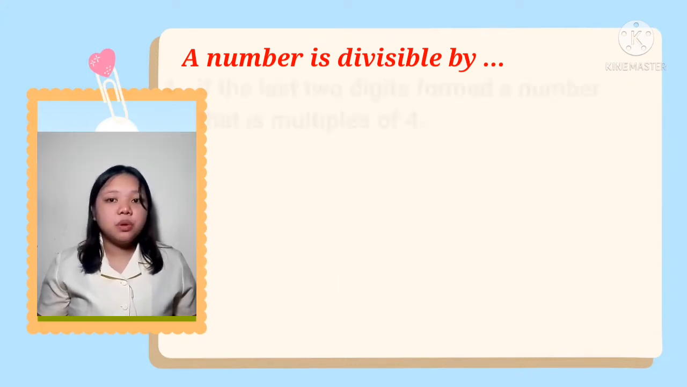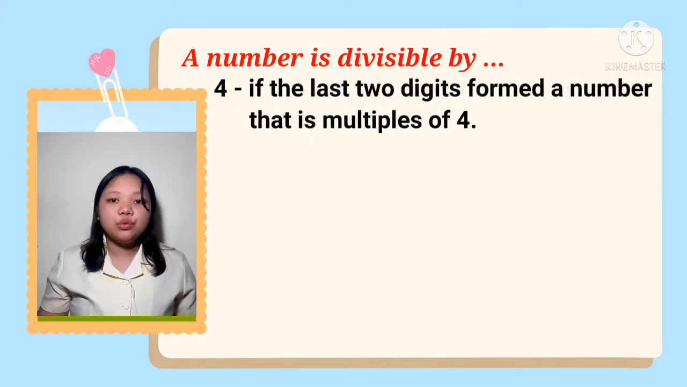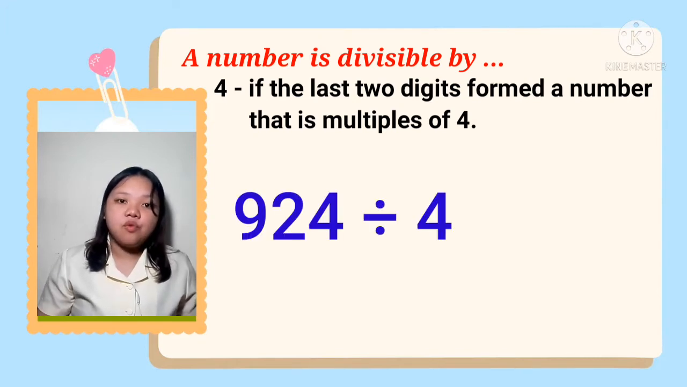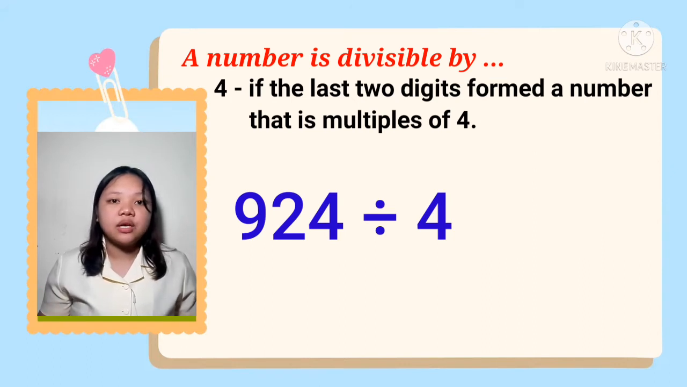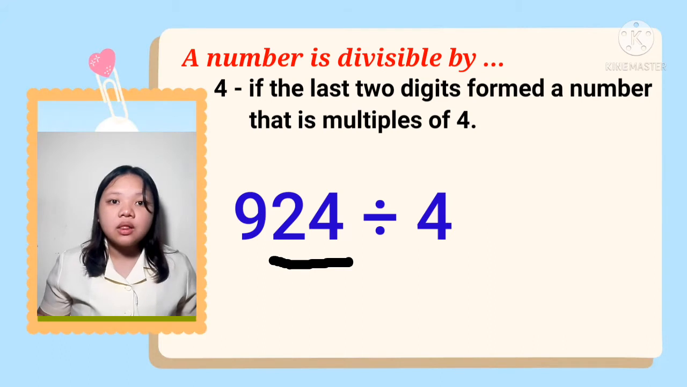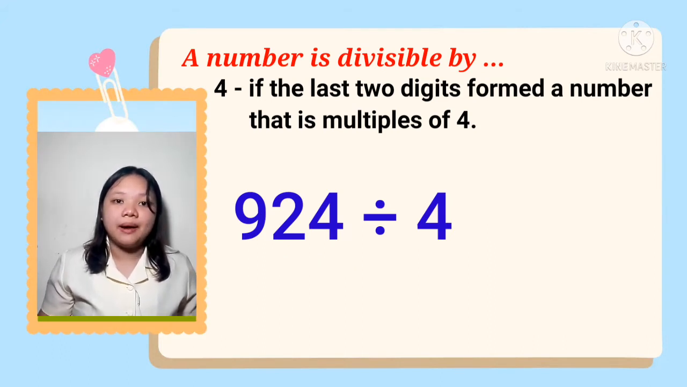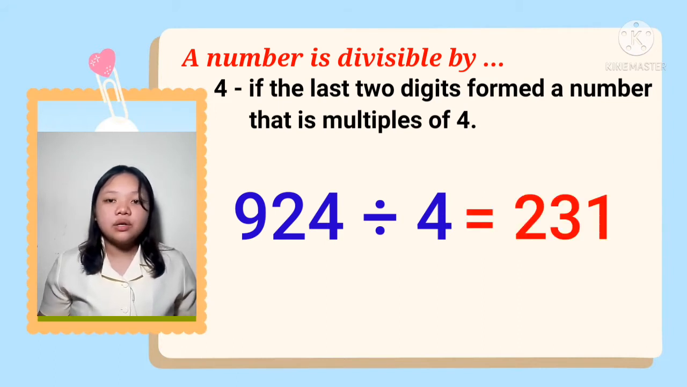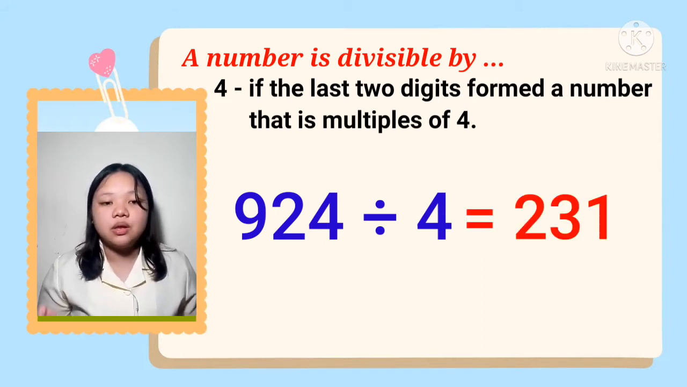So now let's move on. A number is divisible by 4 if the last two digits form a number that is a multiple of 4. So for example, 924 divided by 4. From 924, the last two digits are 24, which is a multiple of 4. Therefore, it is divisible by 4. Let's try to divide 924 by 4 and we will get an answer of 231, which is a whole number.